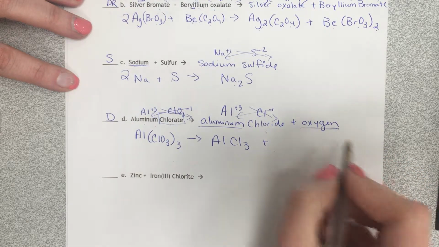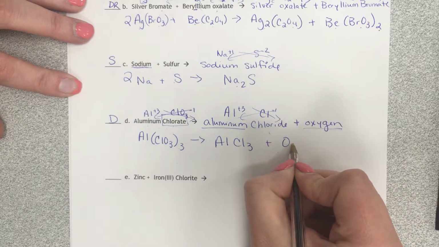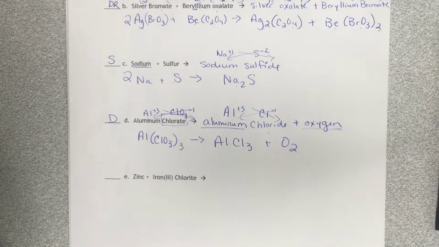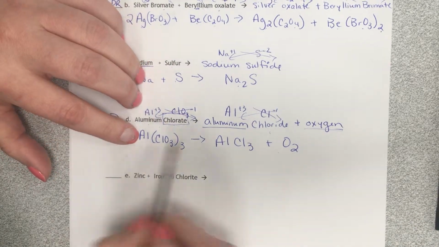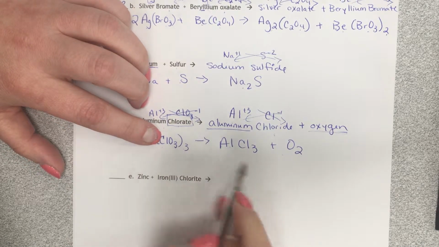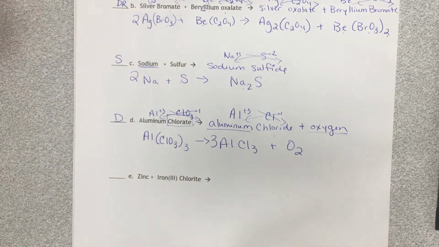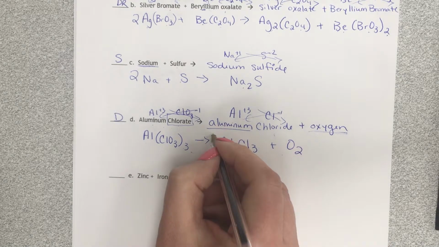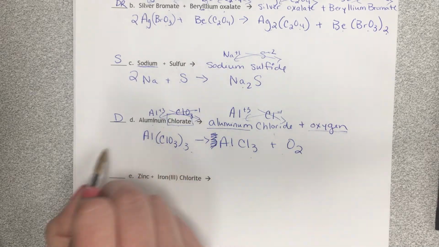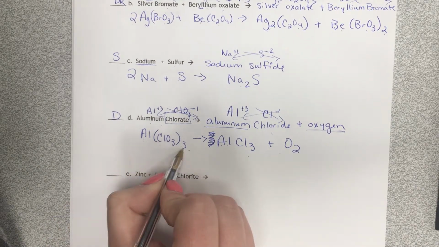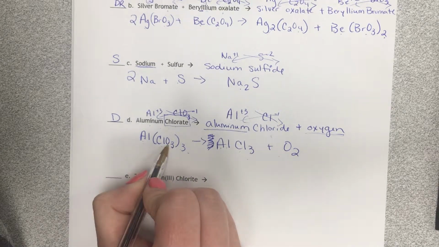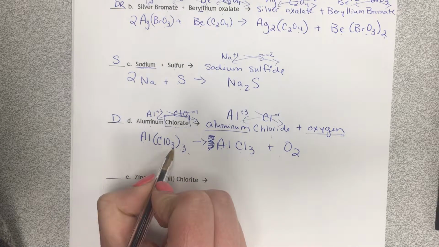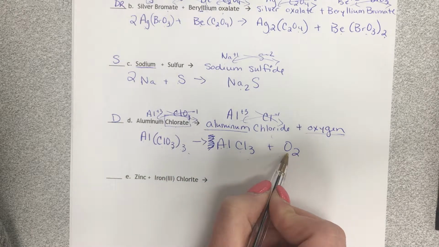Is it monatomic or diatomic? It's diatomic because it's on the list. O2. Now we balance it. So we have one aluminum, one aluminum. We have 3 chlorines, 3 chlorines. My bad. Okay, sorry. Start over. 1, 1, 3, 3. Okay. Oxygen, 3 times 3 is 9, so we have 9 oxygens and 2.